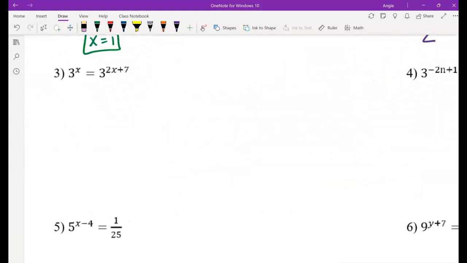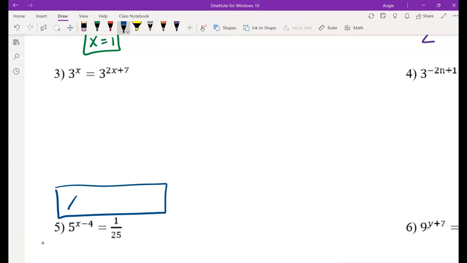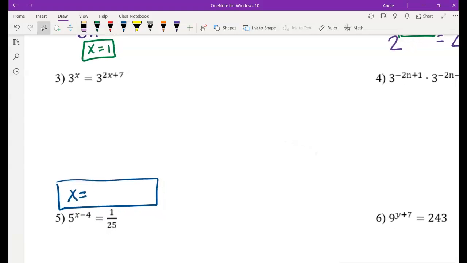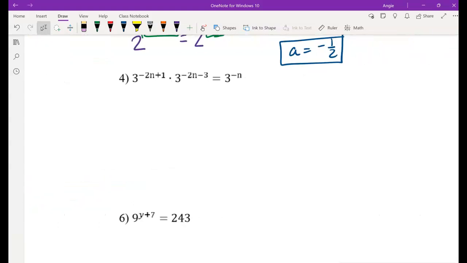Now, example 3, let's roll over. This one's a nice and simple one. I would like you to take a minute to finish that up and give me what x equals. Remember, if the bases are the same and there's only one base on the right and one base on the left, you can drop the base and just make the exponents equal to one another and solve. Once you have the answer, write it in and box it up. Let's go to example number 4.